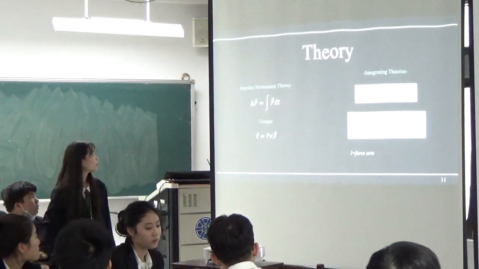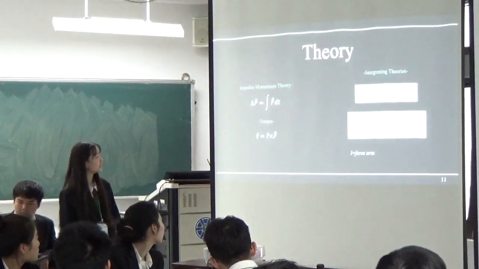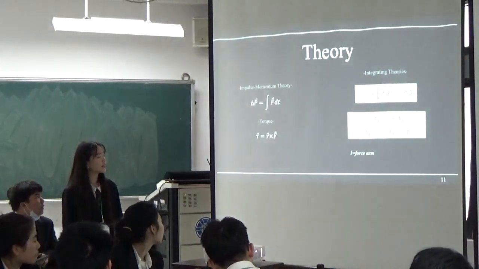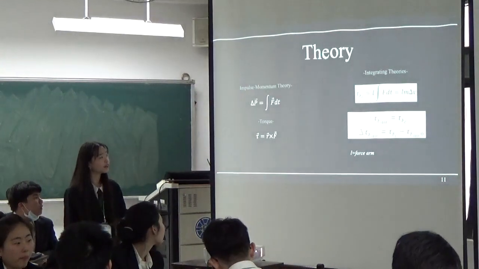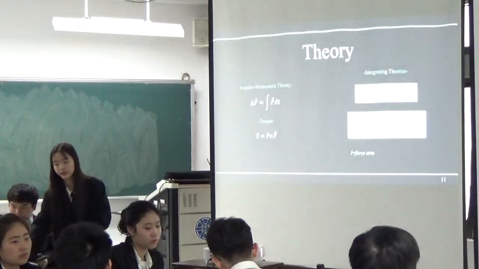So here are three theories. First is the impulse-momentum theory, second is the torque, and the third is integrating the theories, so that we can prove that it's the air pressure that keeps the ruler on the table.